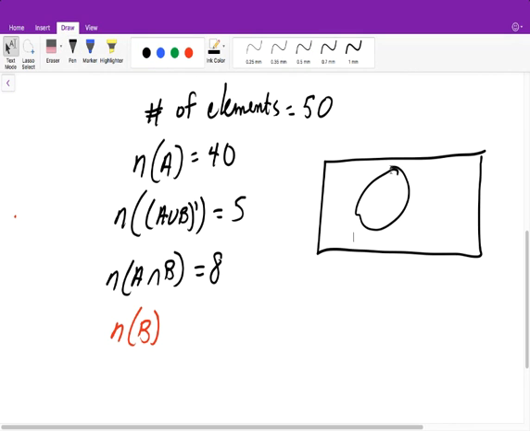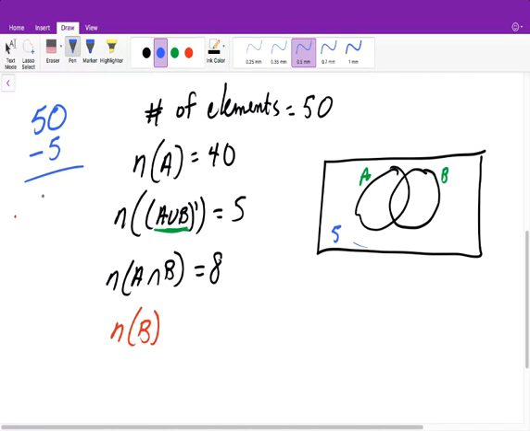And then we draw our two sets. Our sets are A and B, so we can label these A and B. This here, A union B complement, tells me any people who are not in A or B. So that means outside the two circles. So that means there's 5 people here. And if there's a total of 50 elements and 5 aren't in either, that means 45 people are in A or in B. So if 40 people are in A and 45 are in one or the other, that means 45 minus 40, that means 5 people are only in B.